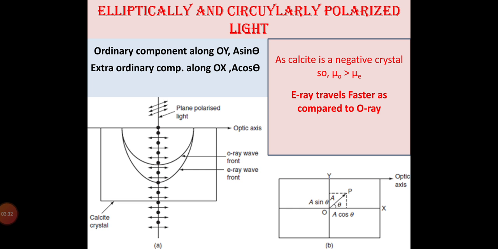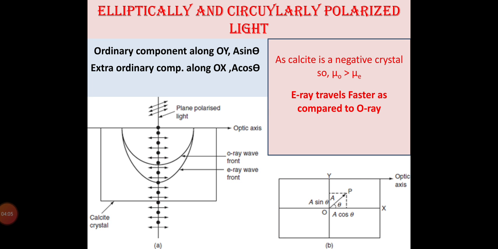So we can say that the emergent light will consist of two simple harmonic vibrations in two mutually perpendicular planes. They can be combined together to produce a single motion which could be linear, circular, or elliptical, and that will depend upon the phase difference between the two components and the magnitude of angle theta. So circular and elliptical polarizations are examples of interference of polarized light.